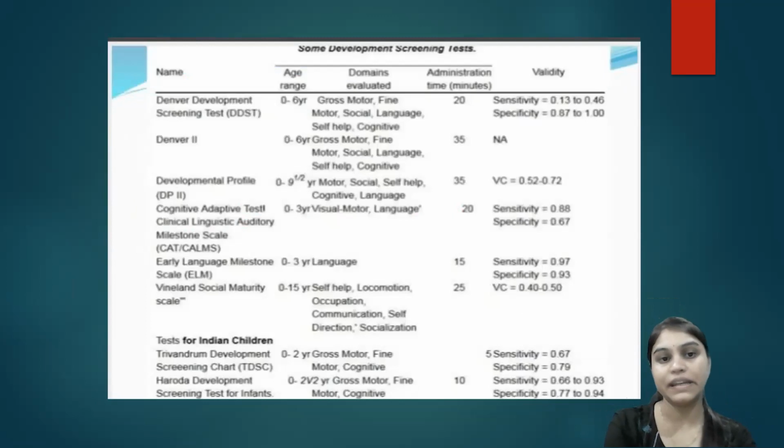Some developmental screening tests show name, age, domains evaluated, administration time in minutes, and validity.